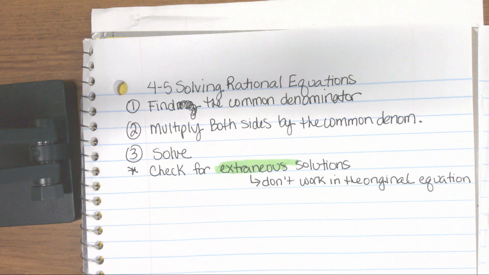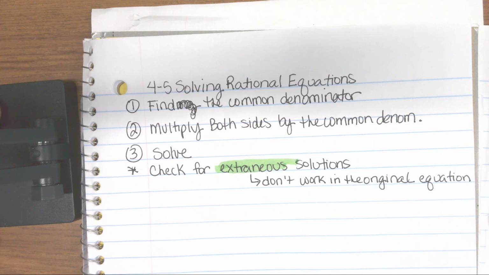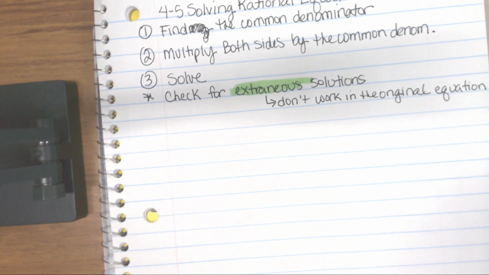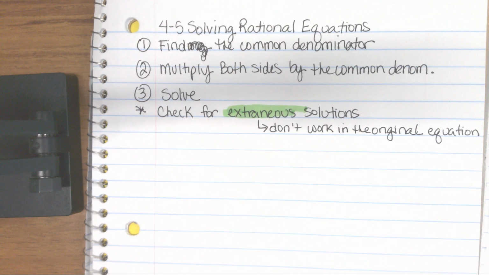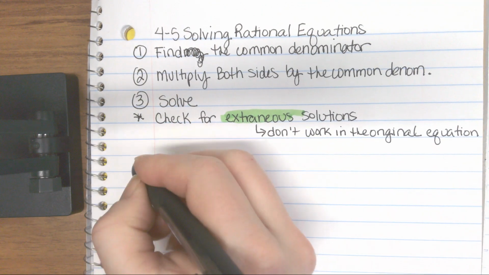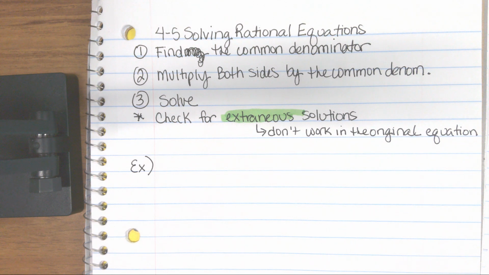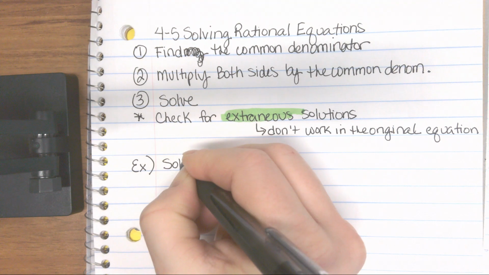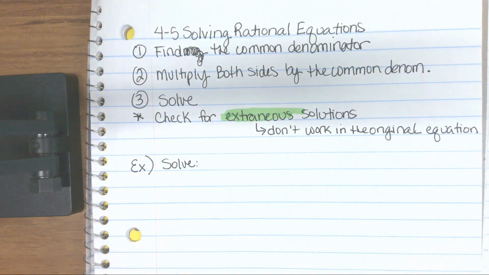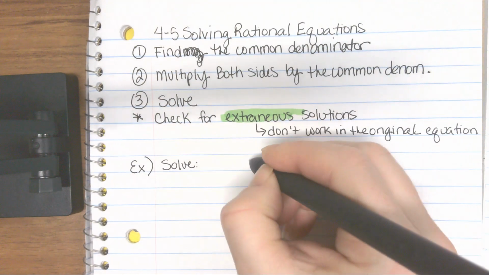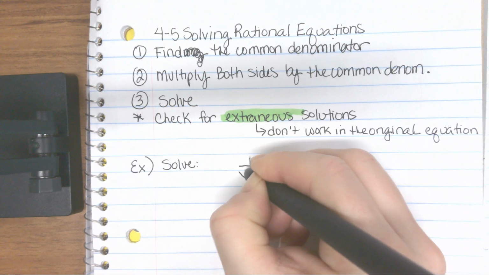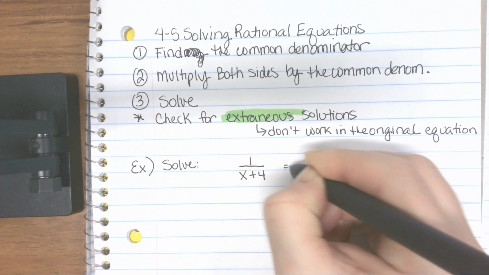Okay. So my thought was today to do just a couple examples, and if we need more than 2 we can do that. So the first example I'm going to show you, it's not really going to be too hard to find the common denominator because there's only one denominator. So we're going to solve, and I would like you to leave a little space next to your sides so you have room to multiply. We're going to solve 1 over x plus 4 equals 2.